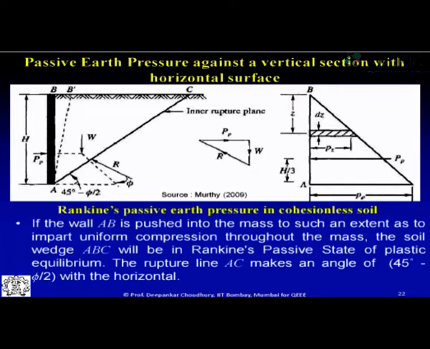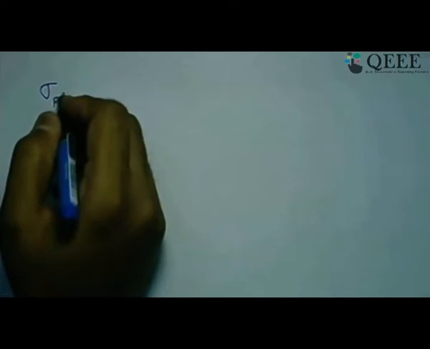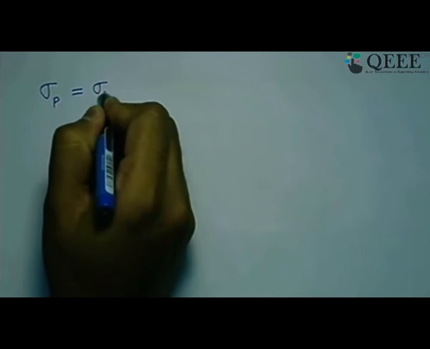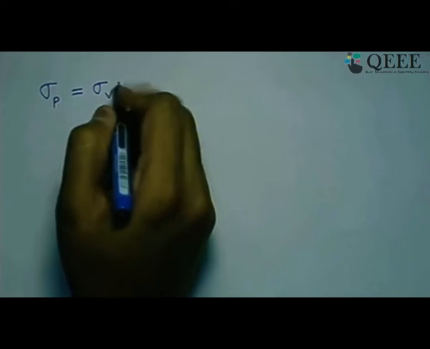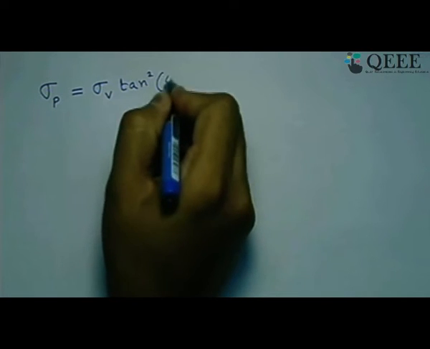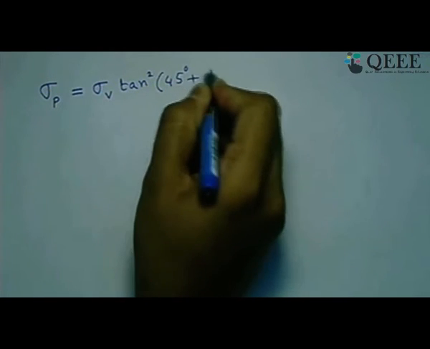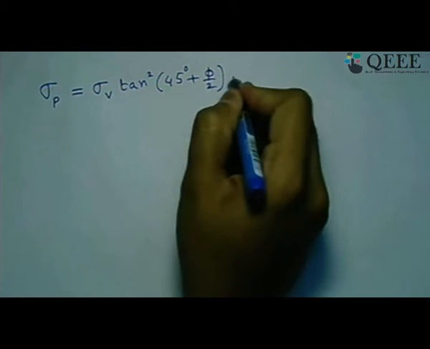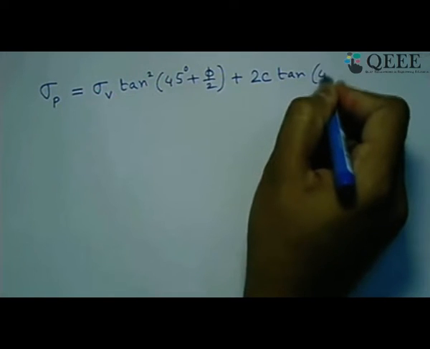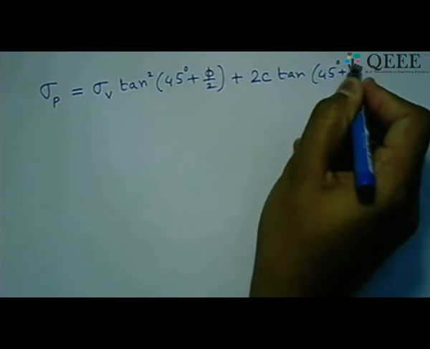Let us now switch to this camera. So for the case of passive condition, sigma P, what happens? Sigma P is equal to, again I can write, sigma V tan square 45 plus phi by 2 plus 2c tan 45 plus phi by 2. Now where from did I get this equation?